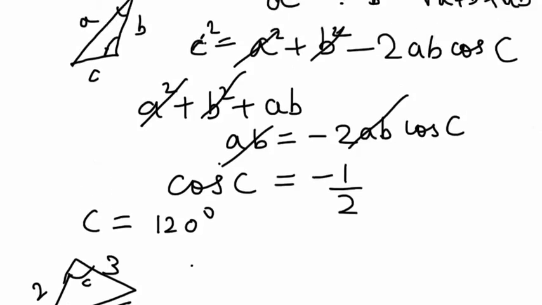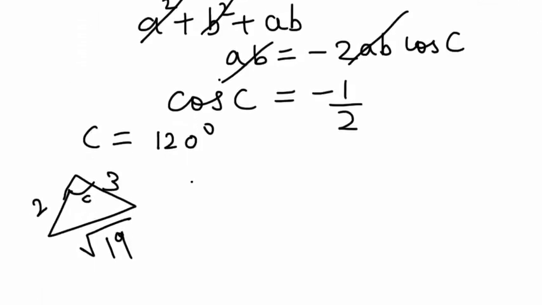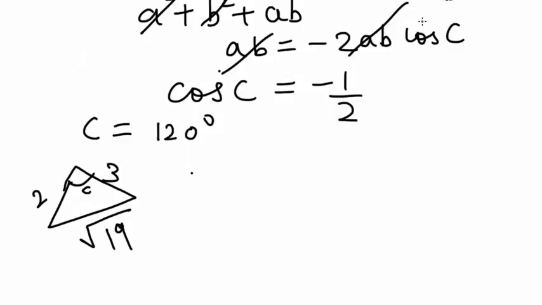If you look at the above problem where we had a, b, and this third side which is square root of a square plus b square plus ab, this second problem is just a specific case of that problem in which a is equal to 2, b is equal to 3, and c is equal to square root of 19. So what that basically means is that the greatest angle in this case is also 120 degrees.